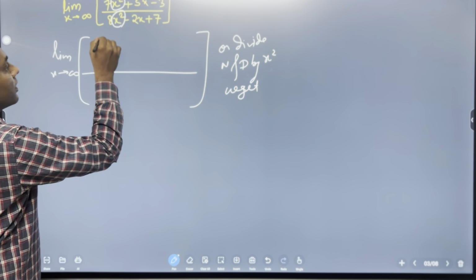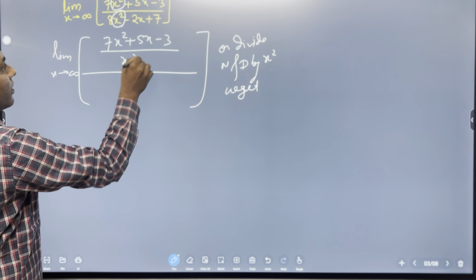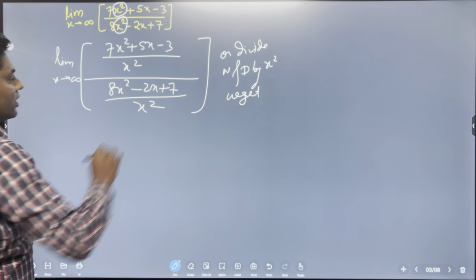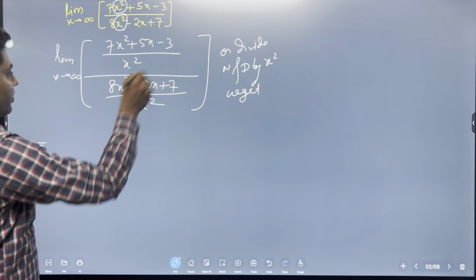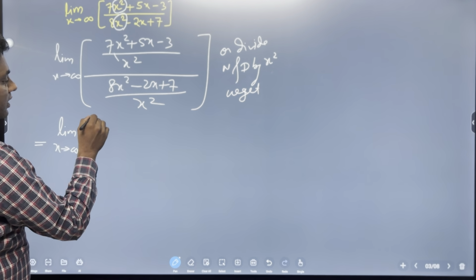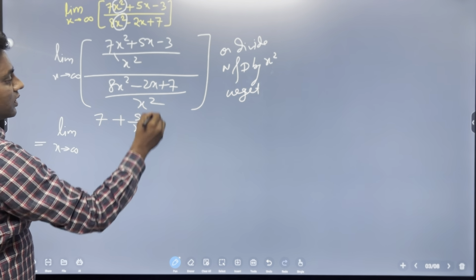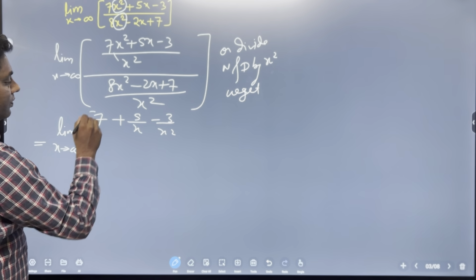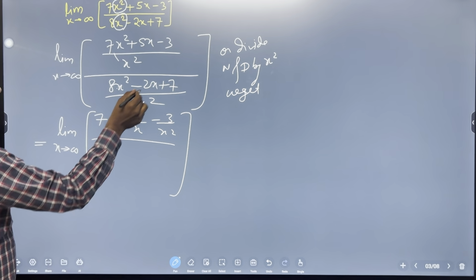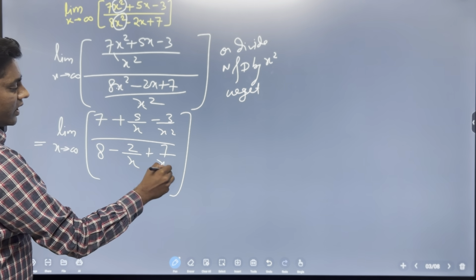7x square plus 5x minus 3 divided by x square, 8x square minus 2x plus 7 divided by x square. So we have to separately divide each term by x square. So now we get limit x tends to infinity. First divided, that is 7, plus second, that is 5 divided by x. For the third, that is minus 3 divided by x square. On dividing, x square gets cancelled, remaining only 8. Now here, minus 2 divided by x. For the third term, that is 7 divided by x square.